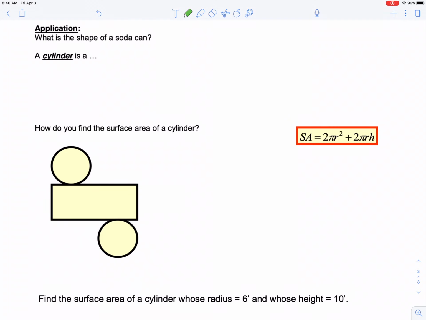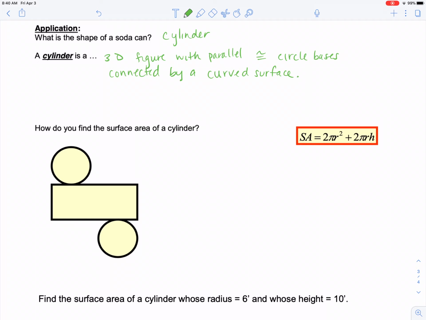Okay, and then the shape of a soda can, of course, is a cylinder. A cylinder is a 3D figure with parallel, congruent circle bases, which is why it's under the prism category today. Tomorrow, or rather Monday, we'll do surface area of pyramids and cones together, connected by a curved surface.